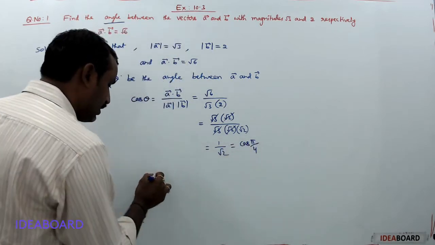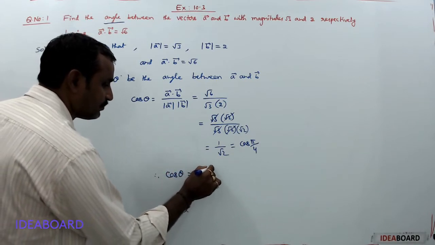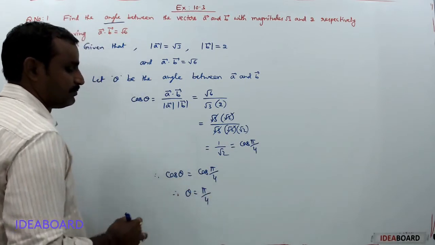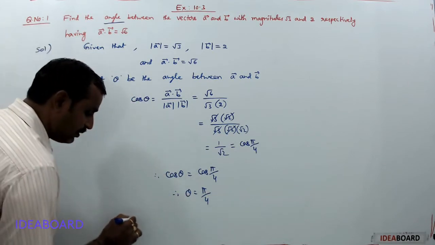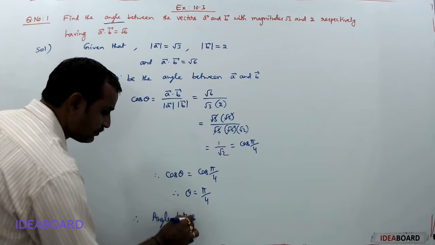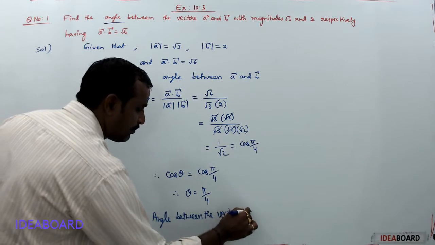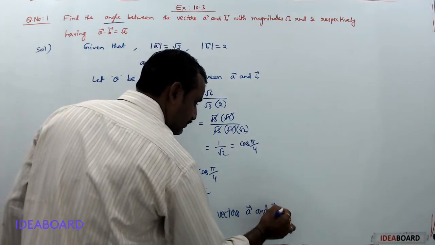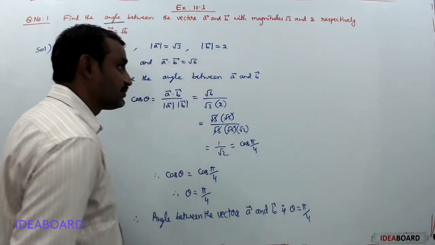So now therefore cos theta is equal to cos pi by 4. Therefore theta is equal to pi by 4. Therefore theta we got it. So now therefore the angle between the vectors A bar and B bar is theta equal to pi by 4. So this is the required solution for this question.